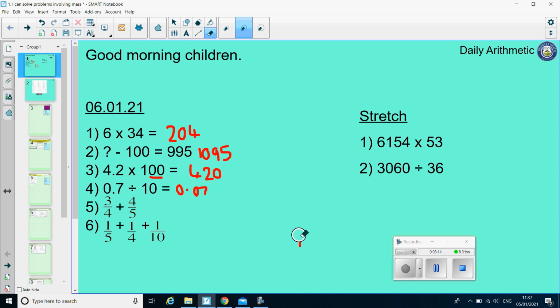Okay, for my next question, I'm adding fractions. I've got 3/4 and 4/5. The golden rule when adding fractions is you've got to find a common denominator. So here I want a number that is in the 4 times table that is also in the 5 times table. So the easiest common denominator to go for here would be 20. So my original question, I'm just going to write it out again so I've got a bit more space, was 3/4 add 4/5.